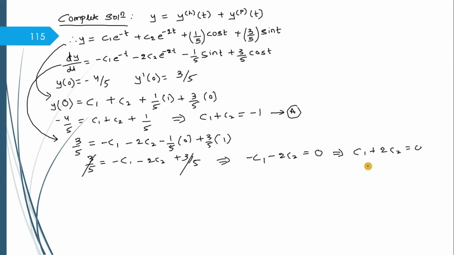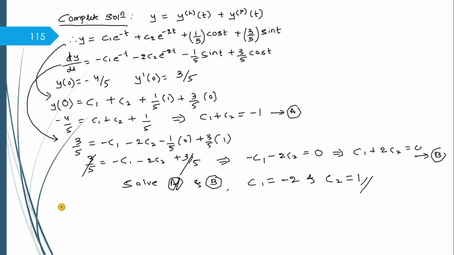This one is B. You can solve A and B by yourself. I directly write the constants: C1 we get as minus 2 and C2 we get as 1. So put it in the main equation. This one I had not named, so let me name it as 4.